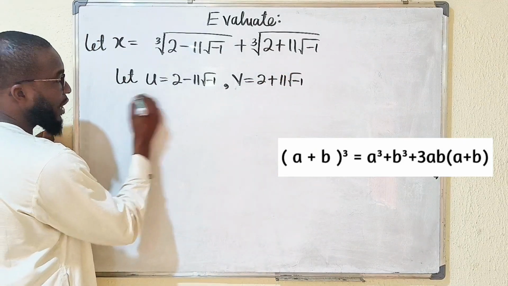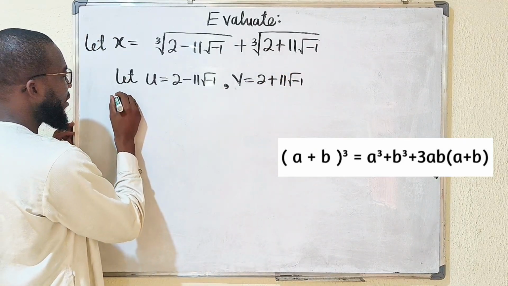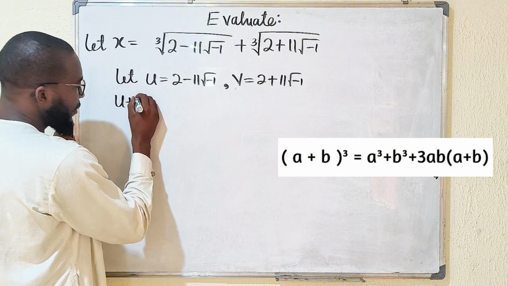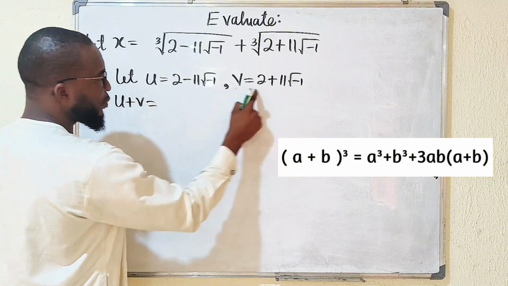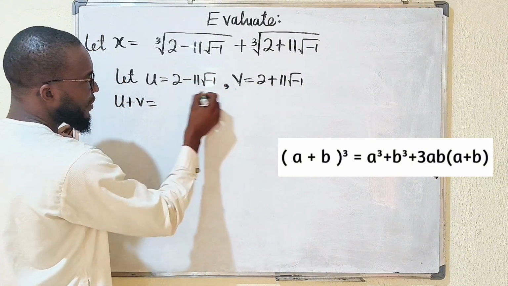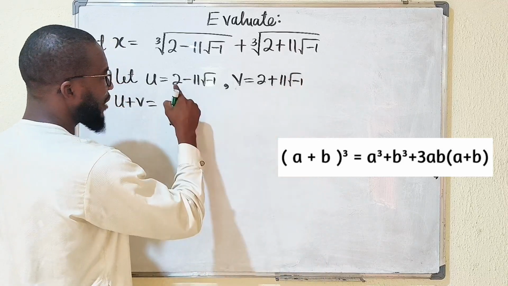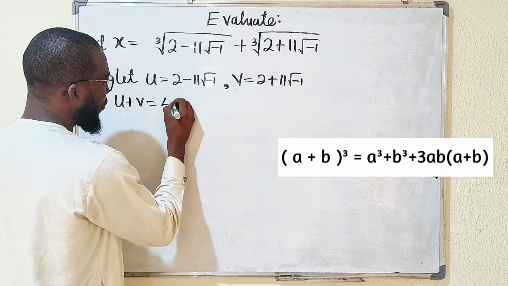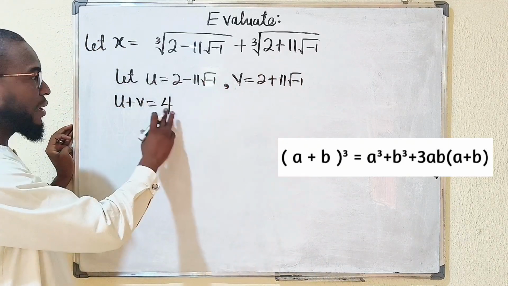But first of all, I would like to add and multiply u and v. U plus v will be equal to the whole of this plus this. You can see that this is negative, this is positive, they will go. We have 2 plus 2, which is 4. Therefore, the sum of u and v is 4.